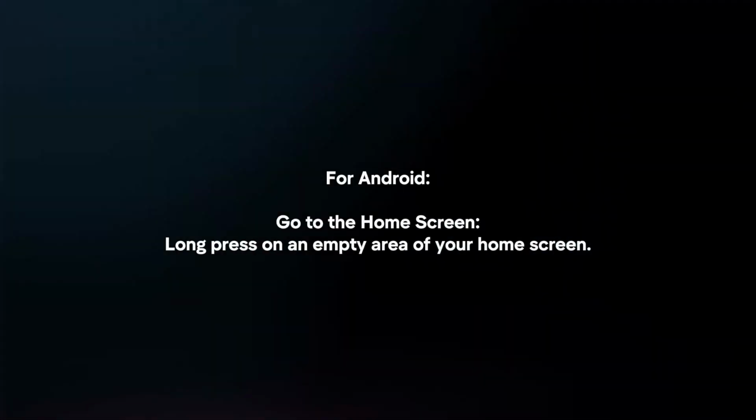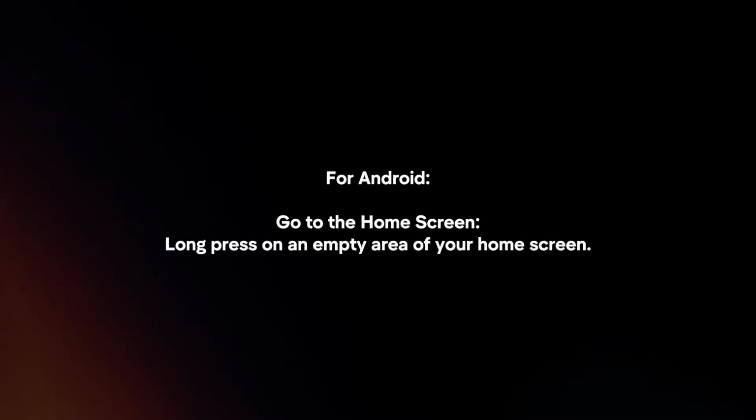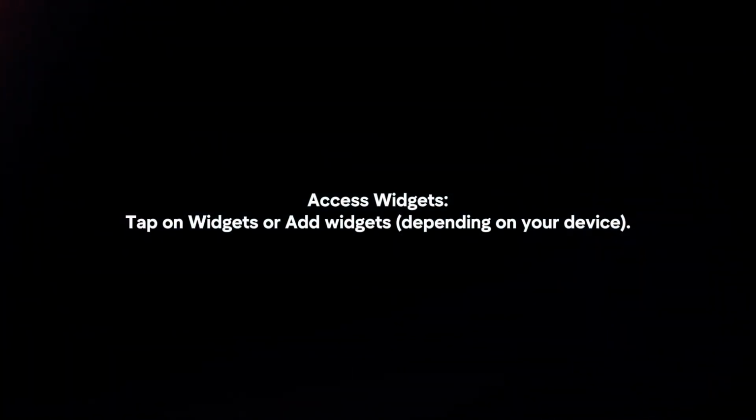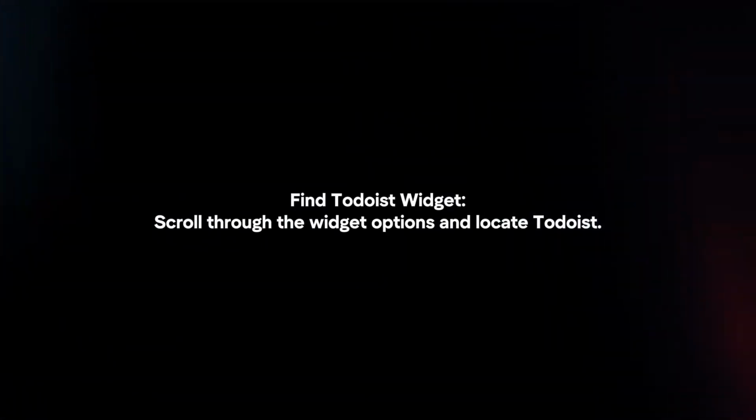For Android, go to the home screen. Long press on an empty area of your home screen. Access widgets. Tap on widgets or add widgets. Find Todoist widget. Scroll to the widget options and locate Todoist.